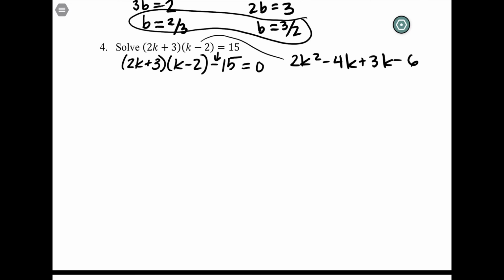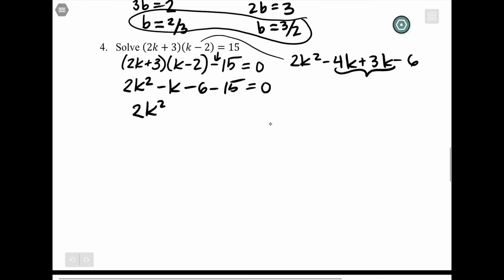A lot of people have done a little of this solving by factoring before and know that. So now I'll take what I said over there. I had a 2k squared, and I'm going to go ahead and combine and say minus k minus 6 minus 15 equals 0. And I can combine once more. Negative 21 is what I'm getting. So I'm going to go ahead and try and factor that.